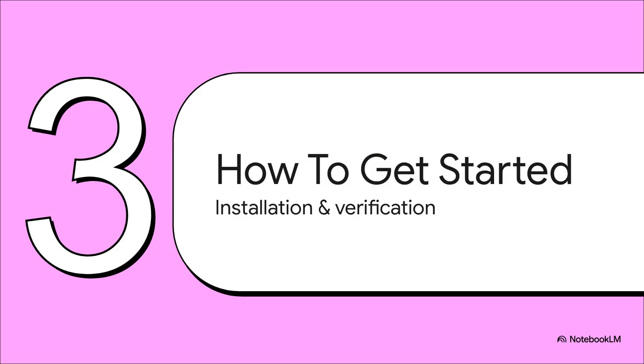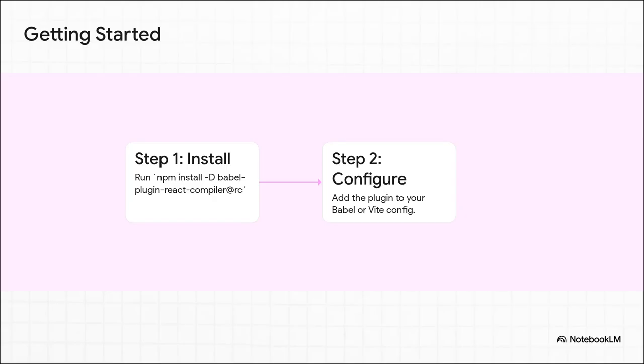Okay, so you're probably sold on the why. Let's get into the how. Getting this thing up and running is way more straightforward than you might think. Let's walk through installing it and making sure it's actually working. It really boils down to two simple steps. First, you just install the official Babel plugin. Just make sure you grab the release candidate by using the @rc tag. Second, you just pop that plugin into your build config, whether that's a babel.config.js file, your Vite config, or whatever your framework uses.